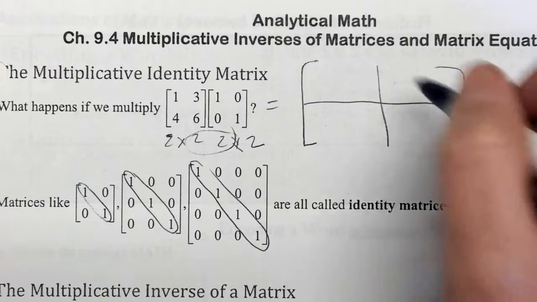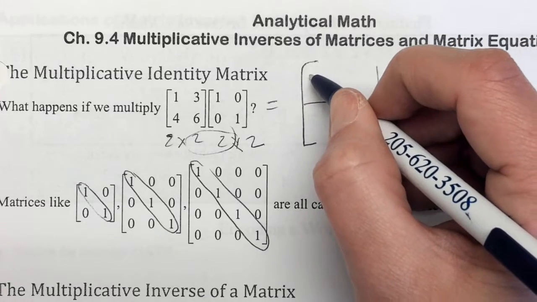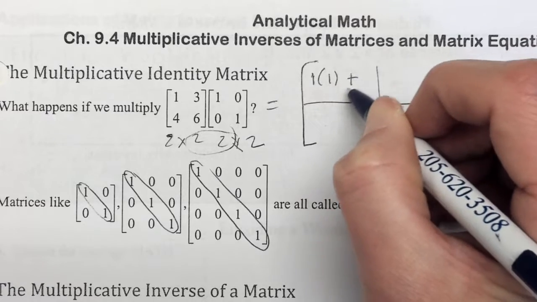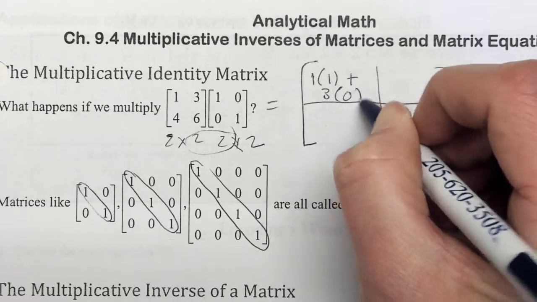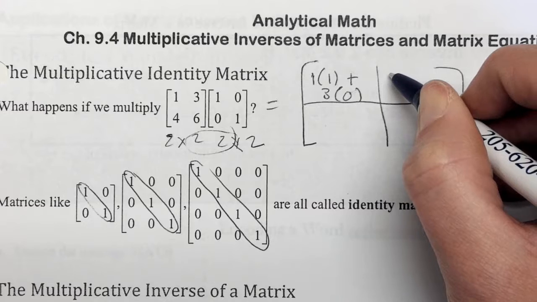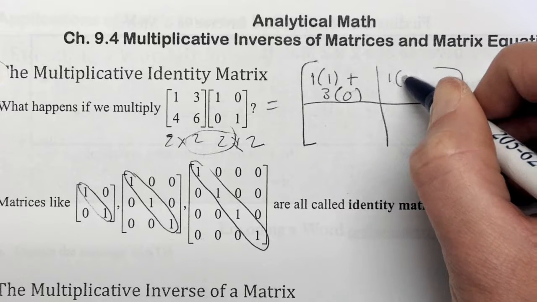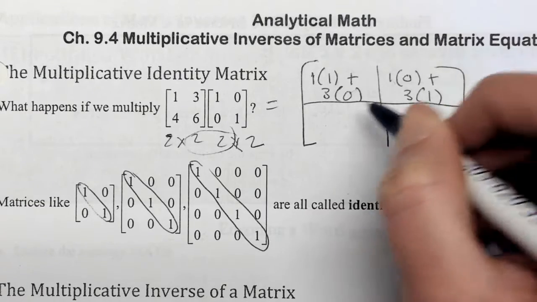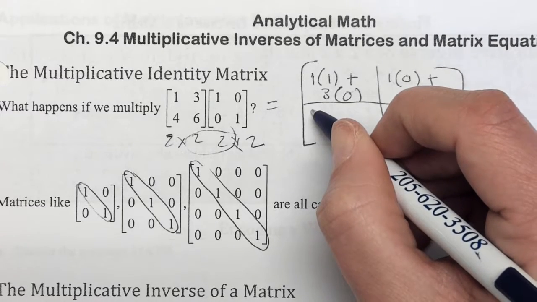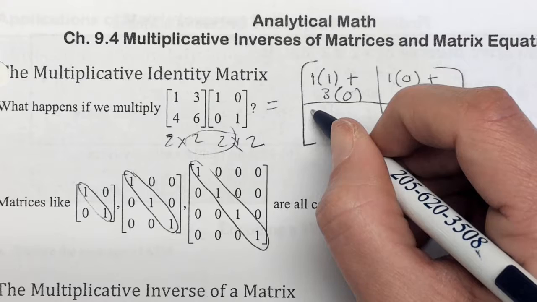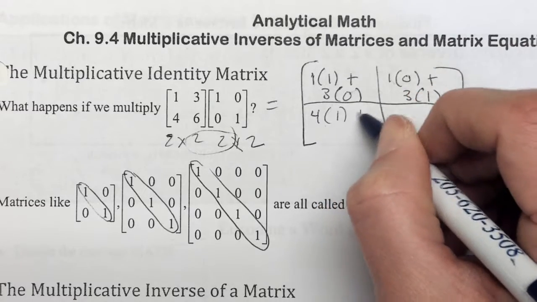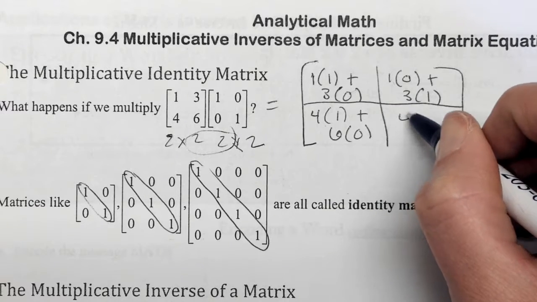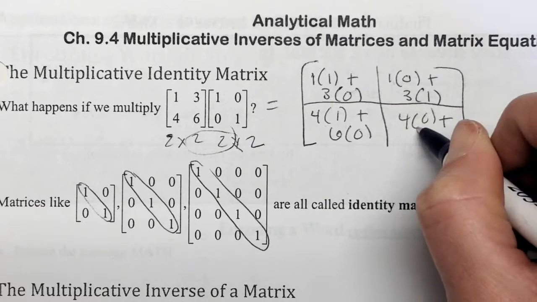Alright, tell me what to put in this first spot. 1 times 1 plus 3 times 0. Very good. Next one? 1 plus 0. Very good. Next one? 4 times 1, plus 6 times 0. And then last one? 4 times 0, plus 6 times 1.